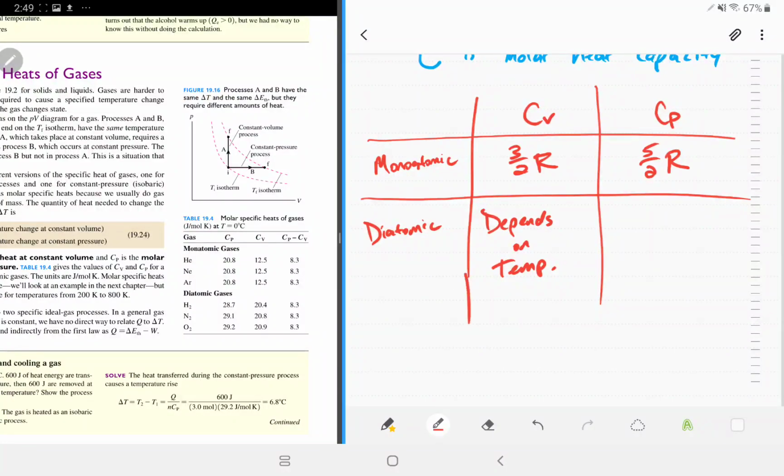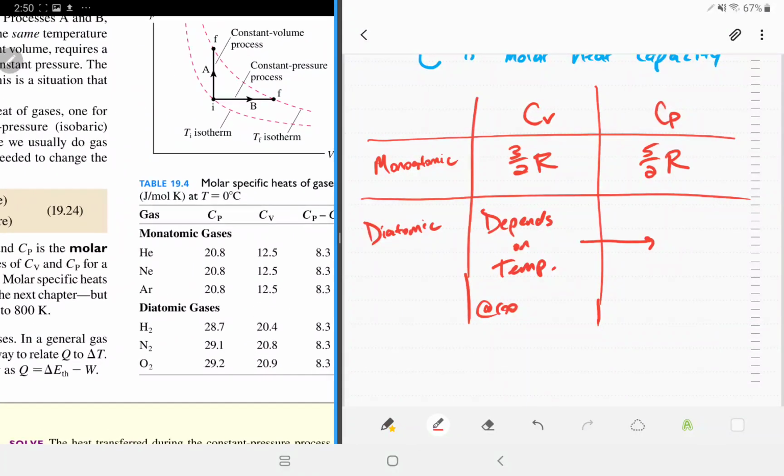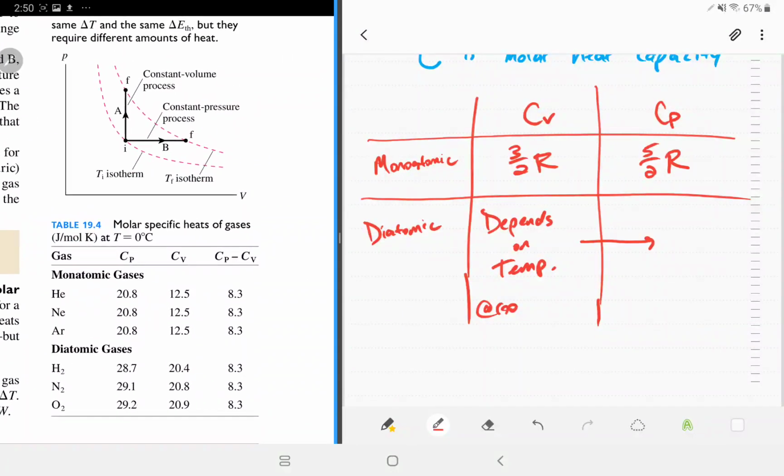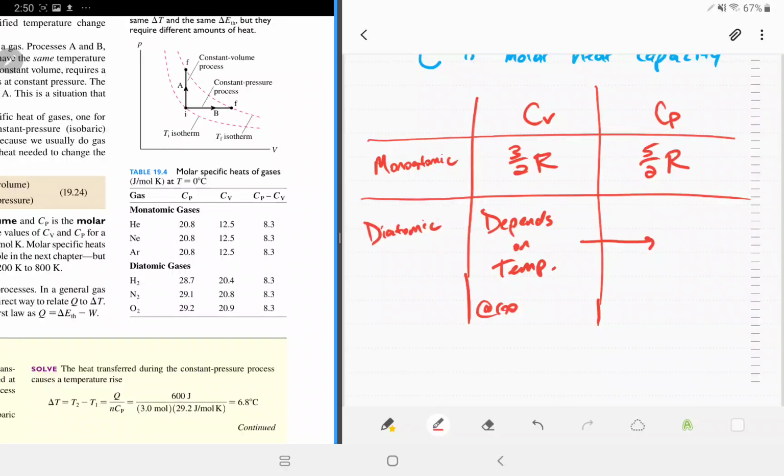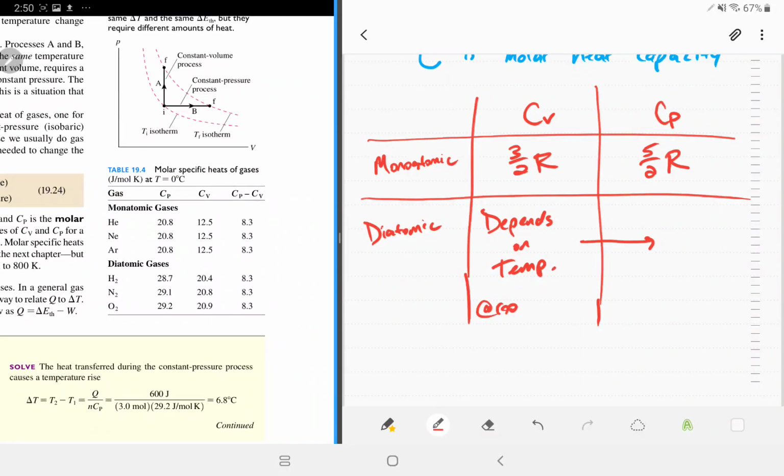Okay, and therefore CV also depends on temperature. Now, at room temperature, so you'll notice that everything in this table is at T equals 0 degrees C. So it looks like all of the diatomic gases are approximately the same value. So that's not a coincidence.